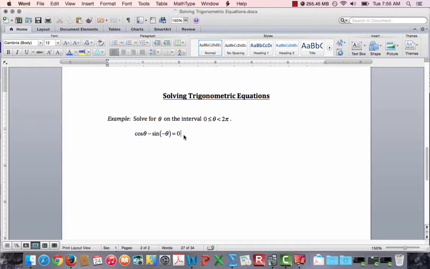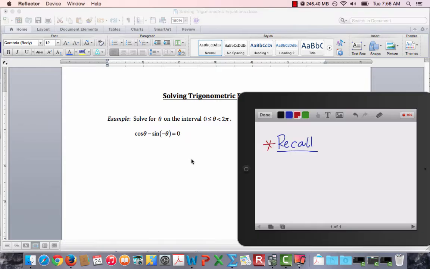The first thing that we'd like to notice on this one is that I have an angle theta in the argument of cosine, but then negative theta in the argument of sine. So that's initially something that's a little problematic. We'd like to see the same angle theta in the argument of our trig functions. That's going to enable us a lot more options.